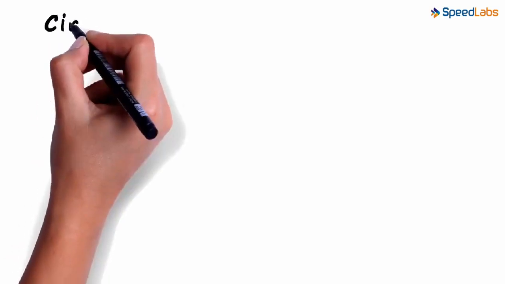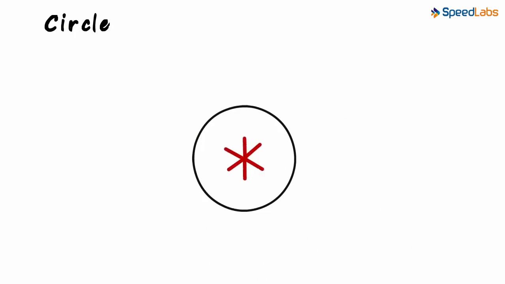How do we define a circle? Previously, we had seen what a center is. We had also seen that a circle is made up of points which are all equidistant from the center. So let's try to form the definition of a circle.